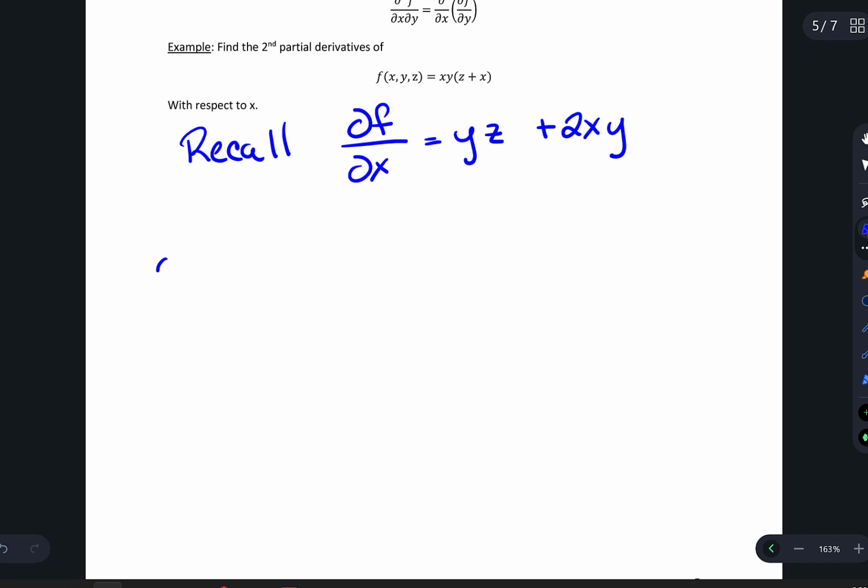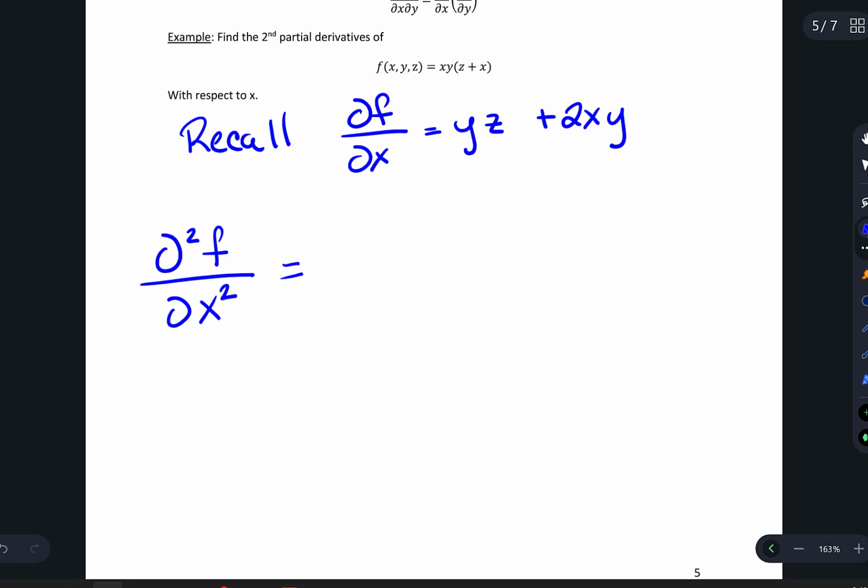So let's say that we wanted to find the second partial derivative with respect to x of f. This notation means that we would find the first partial derivative with respect to x and then take the partial derivative with respect to x again. Since we already have that first partial derivative with respect to x written up top, we now just again need to take the partial derivative with respect to x.